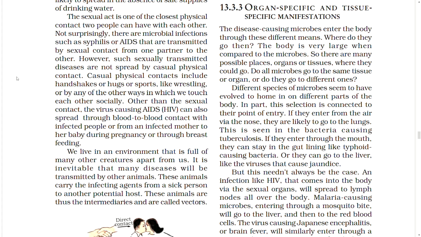Different species of microbes seem to have evolved to home in on different parts of the body. In part, this selection is connected to their point of entry. If they enter from the air via the nose, they are likely to go to the lungs. This is seen in the bacteria causing tuberculosis. If they enter through the mouth, they can stay in the gut lining like typhoid causing bacteria, or they can go to the liver like the viruses that cause jaundice.